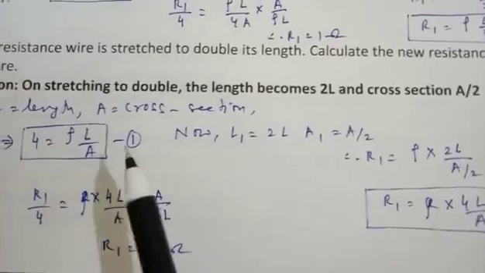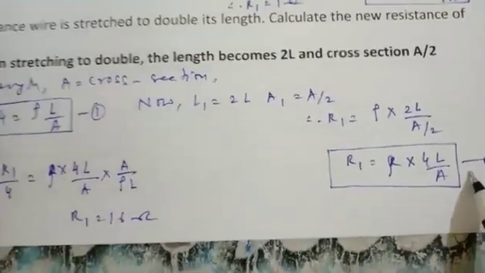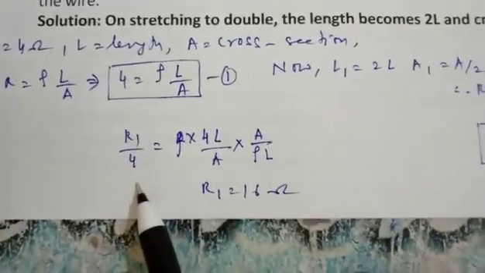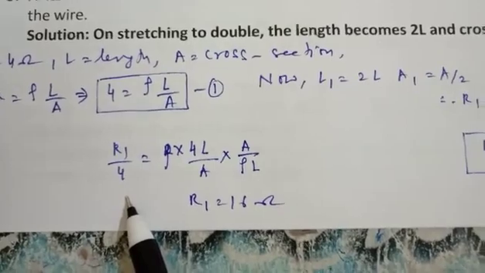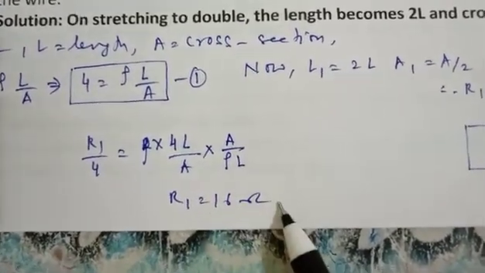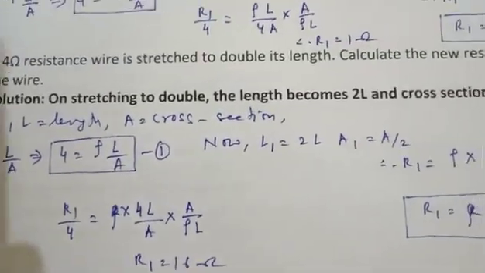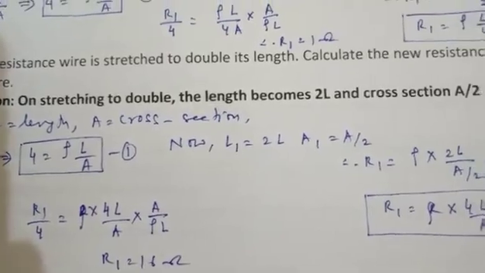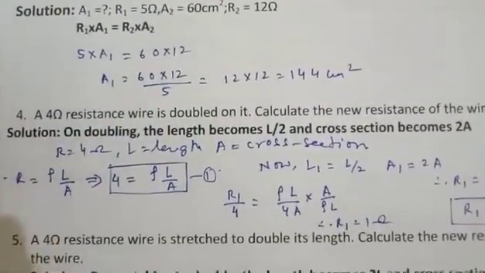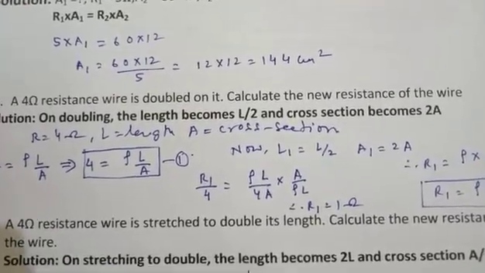So we have got the first relation here and the second relation is here. Again the process is same. We are going to divide 2 by 1. After dividing, we are going to get the new resistance to be 16 ohm. So whenever we are stretching it, the length is becoming double, area becoming half. Whenever we are doubling it, that is folding and then doubling, the length becomes half and the area becomes double.